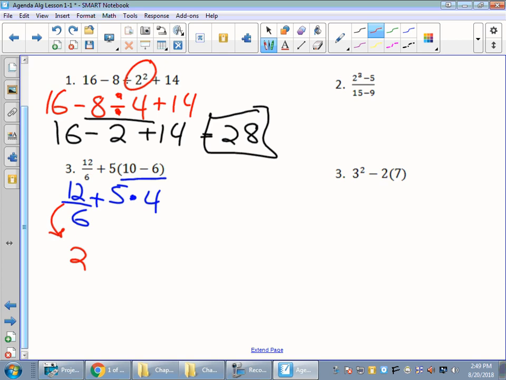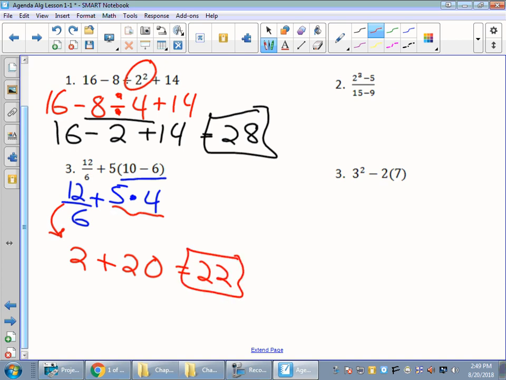And then we're going to add, but we can multiply here. 5 times 4 is 20. So we could divide and multiply at the same time, just like we talked about. But here's our division problem. 12 divided by 6 becomes 2. Here's our multiplication problem. 5 times 4 becomes 20. And now we've got 2 plus 20 gives us an answer of 22.